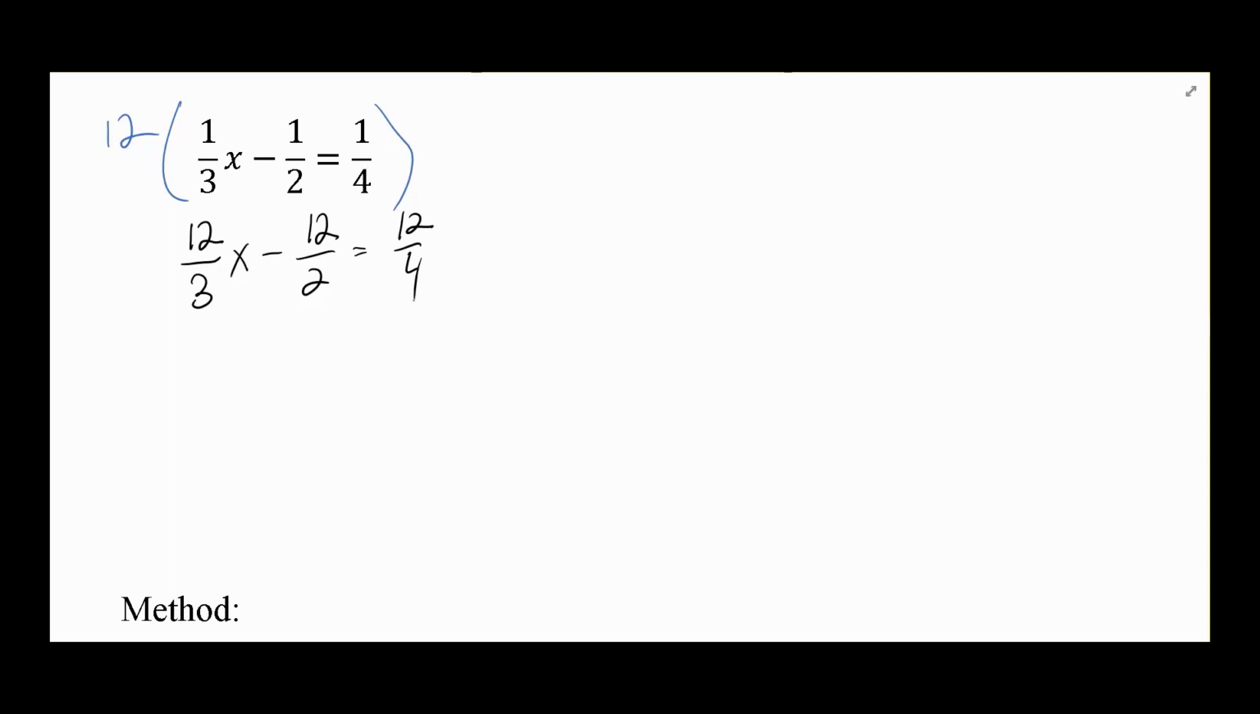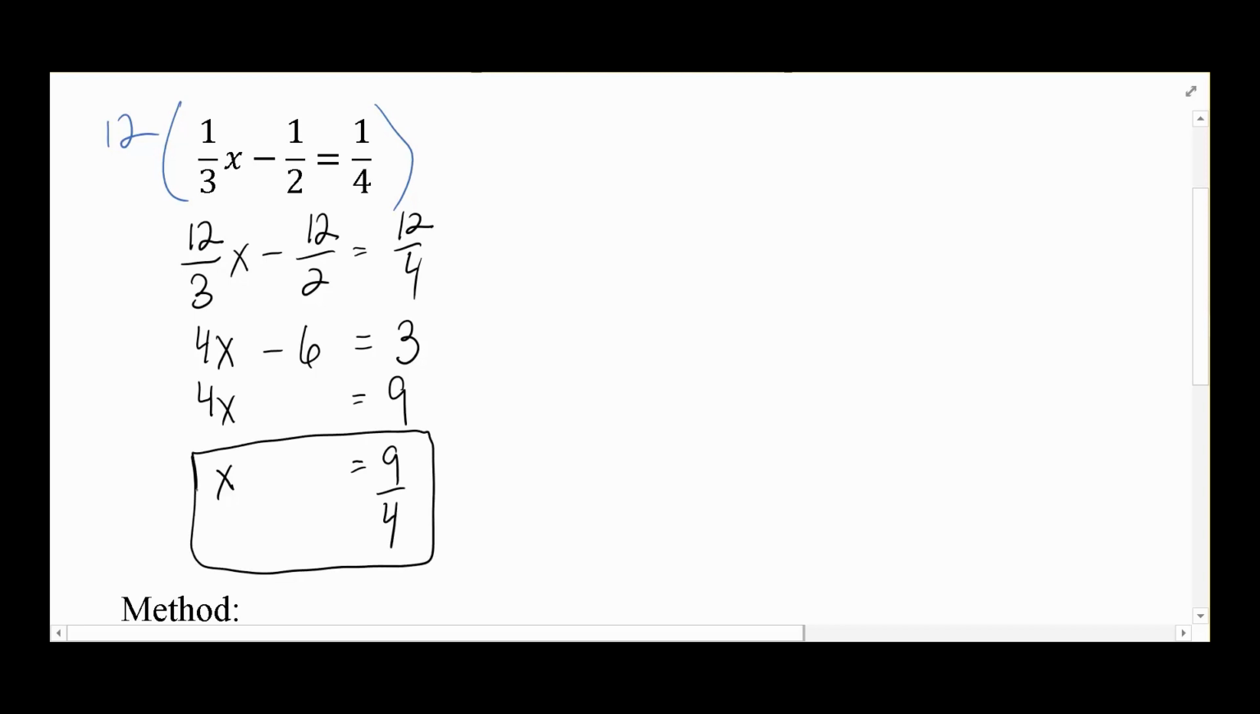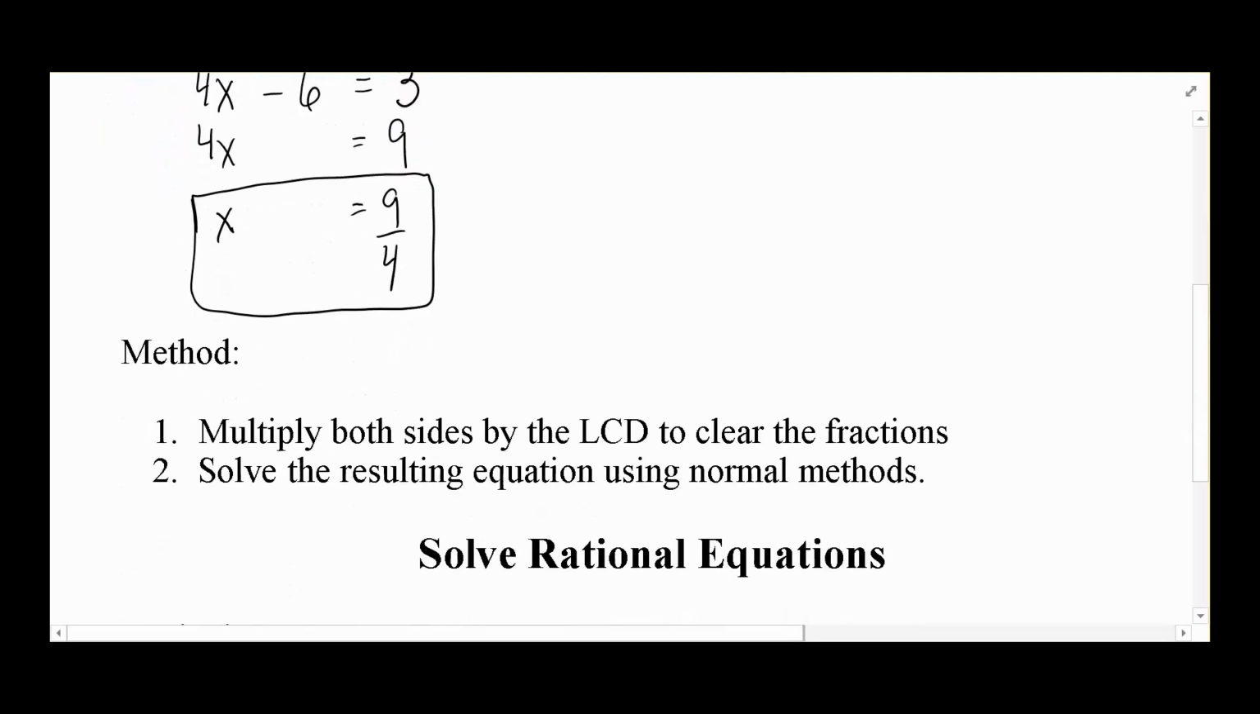Now we're going to simplify what we got. We got 12 thirds is 4, 12 halves is 6, 12 fourths is 3. Now we have a ridiculously simple problem. So now we're just going to go ahead and add that 6 to the other side. We're going to divide by that 4. We've got ourselves a nice happy answer of x equals 9/4. No real crazy work that needed to be done. Once we cleared those fractions, it's a piece of cake. And that's what we hope to have happen when it comes to rational equations as well.